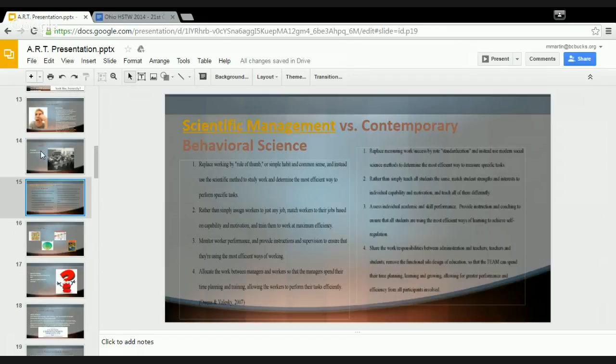And then number 4 was share the work responsibility between administration and teachers and students. Remove the functional silo of education so that the team can spend their time planning, learning, and growing, allowing for greater performance and efficiency from all participants involved. So it's a different way of thinking.